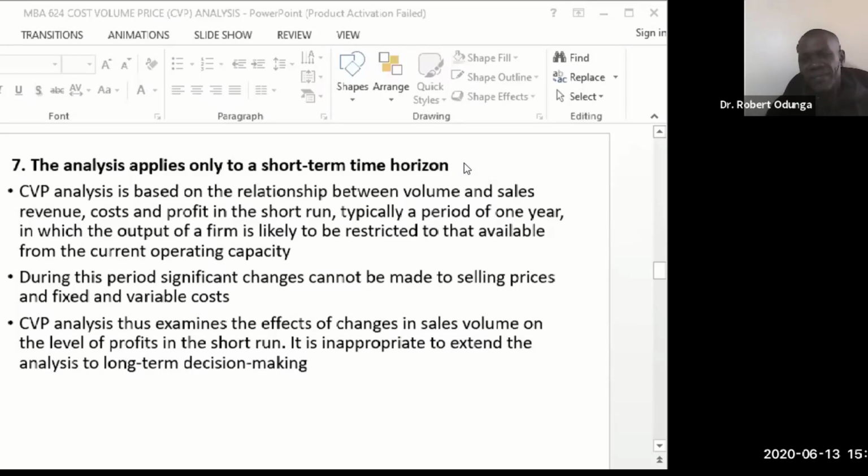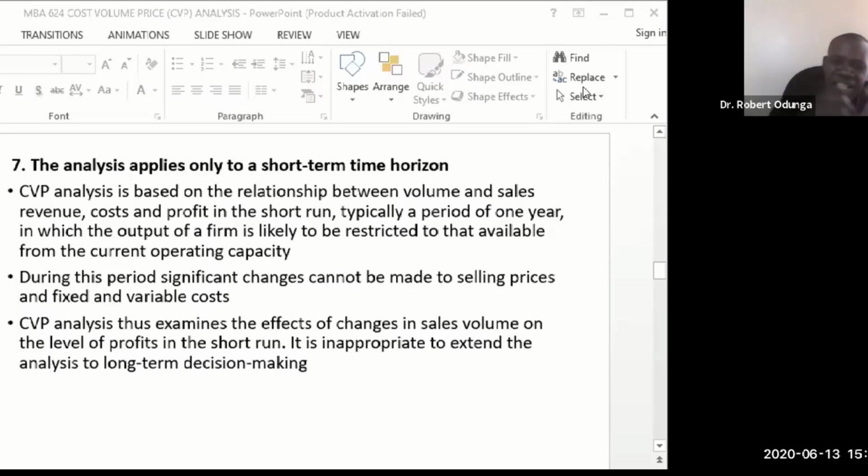They are not changing. The selling price is not changing, if this model has to operate, has to be applied. So these are the assumptions under which this model can operate. If we violate these assumptions, then the model will be misleading.